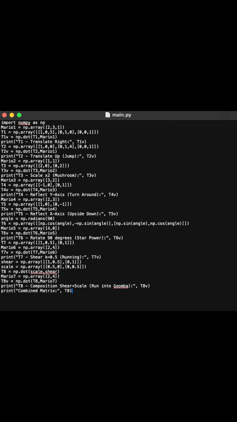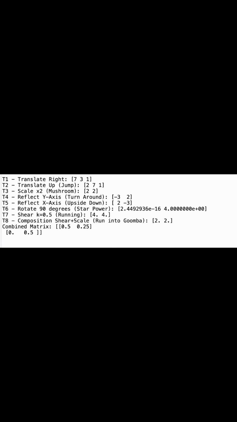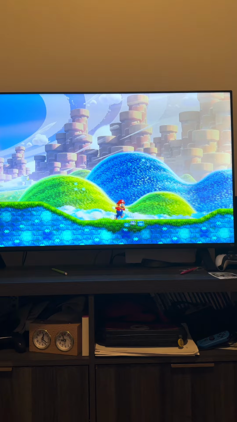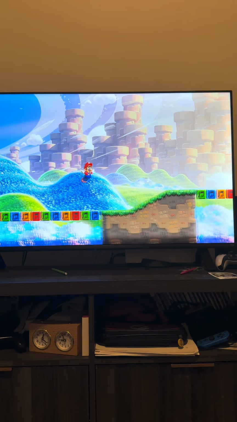And there you have it. That is all of the transformations. Here is my Python code, including everything, including the print statements as well. Every button press in a Mario game has some version of this, just running thousands of times, every single time you play this game. It's incredible.